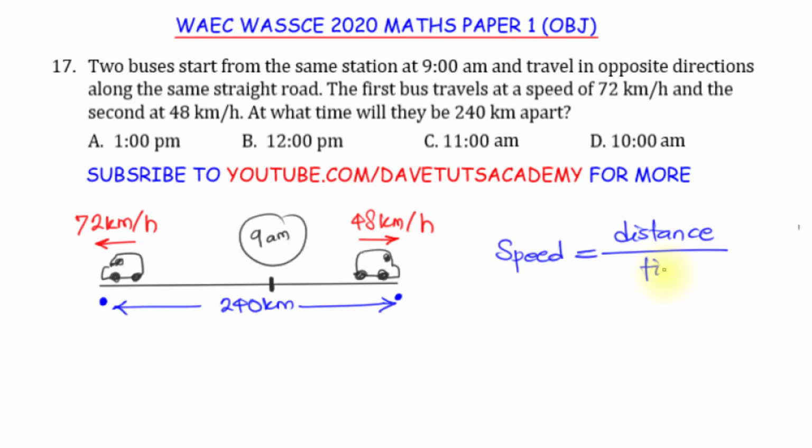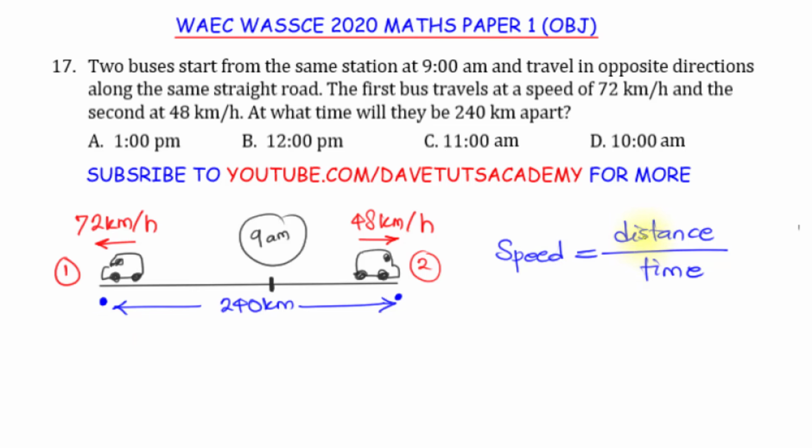Okay, that's the definition of speed. Physics students will easily relate with this, but of course it's also applicable for those of us who are not physics students. But now, since they are starting from the same position, they are going to spend the same time on the road. So for the first one, if we call this bus 1, I'll call this bus 2.